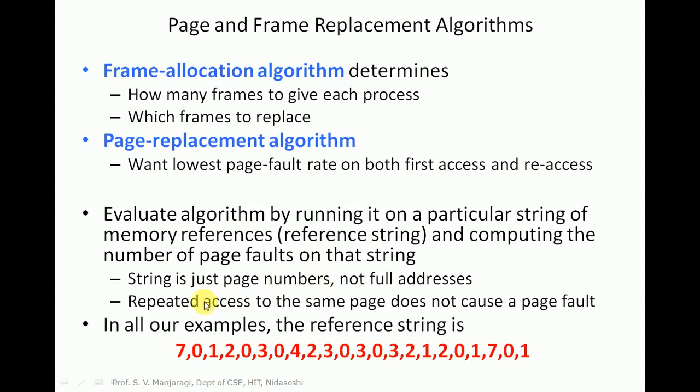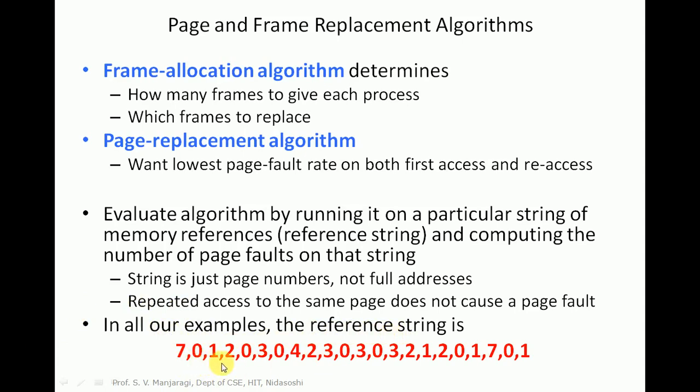This reference string basically contains page numbers, not the full addresses, and repeated access to the same page does not cause a page fault. It means if a particular page is already there in the memory, and if you access the same page in the reference string, then it doesn't cause a page fault because it's already there in the memory, it can be reused. For example, there is a reference string taken here.